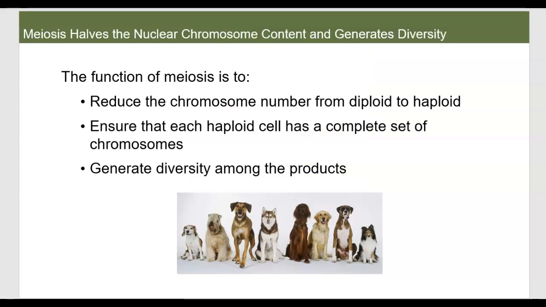So meiosis is going to produce these sex cells, which reduces our chromosome numbers from diploid to haploid, which will ensure that every cell has one complete set of chromosomes. And ultimately, another major function of this process, which we'll get into some detail on, is it's going to generate diversity among the products. So in other words, it's going to lead to a tremendous amount of variation that we're going to see within any given species, or even within a given family.